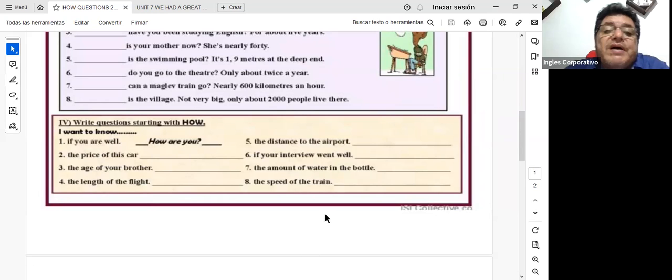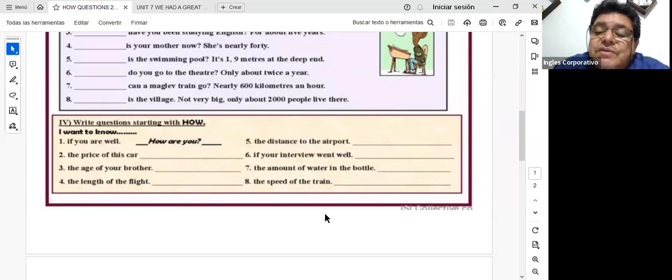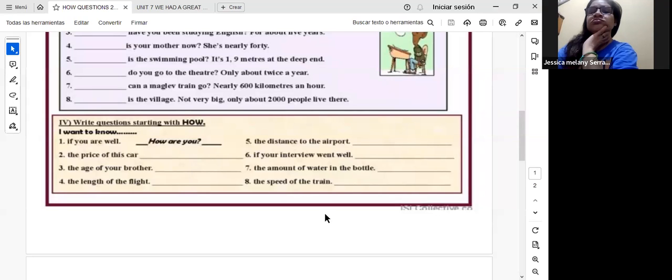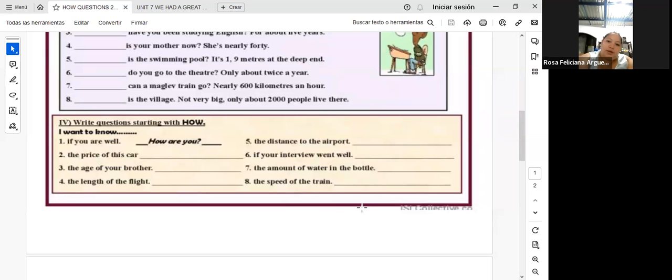How about number five? It says the distance to the airport. Distance, remember, distance to the airport. How far? Exactly, good. Thank you, Rose. How far is the airport? Okay. How far? Say the question. How far is the airport? Okay.